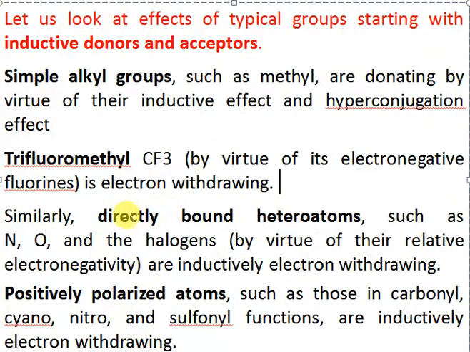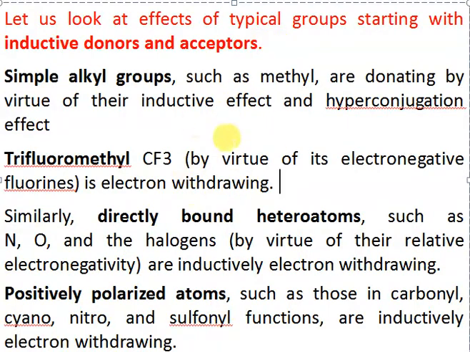Furthermore, if you have a heteroatom such as oxygen or nitrogen or halogen, which is directly attached to the benzene ring, then these atoms can withdraw electronic density by inductive effect, right? Furthermore, if you have positively polarized atoms such as carbonyl, cyano, nitro, sulfonyl groups, such groups are also electron withdrawing groups with respect to inductive effect, right?